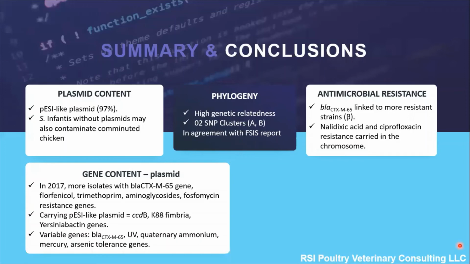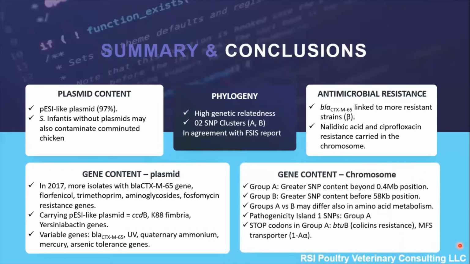plasmid. The plasmid also carries genes that provide Salmonella Infantis with beta-lactam resistance, UV light, quaternary ammonium compounds, mercury, and arsenic tolerance. These genes are in a group of plasmid genes which are named variable. These variable genes can be used to distinguish isolates.